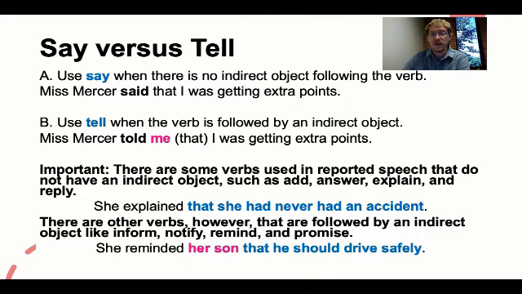Important, there are some verbs used in reported speech that do not have an indirect object, such as add, answer, explain, and reply. She explained that she had never had an accident. She replied that she had never had an accident. There are other verbs that are followed by an indirect object, like inform, notify, remind, or promise. She reminded her son that she would drive safely. She informed her son that he should drive safely. Okay, let's keep going.